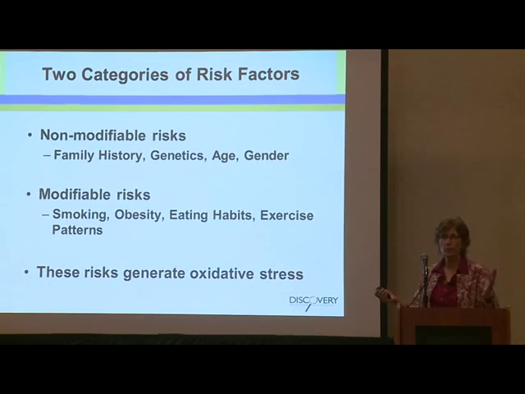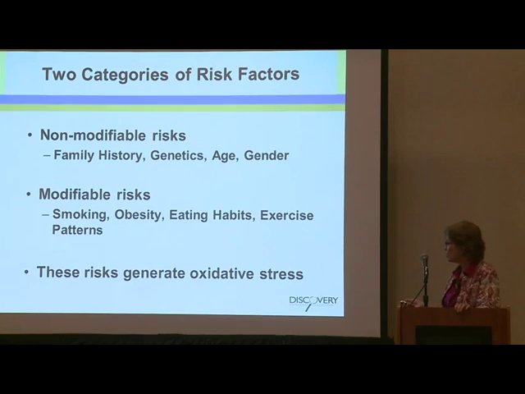So what can we do about it? We've gone over a lot of things. We've got a pretty good idea of the kinds of things that are going on, but is there anything that we can do? Well, there are two categories of risk factors. There's the non-modifiable risk factors, things we can't do anything about: our family history, our age, our gender, our genetics. But there are modifiable risk factors, such as smoking, obesity, eating habits, rubbing eyes.